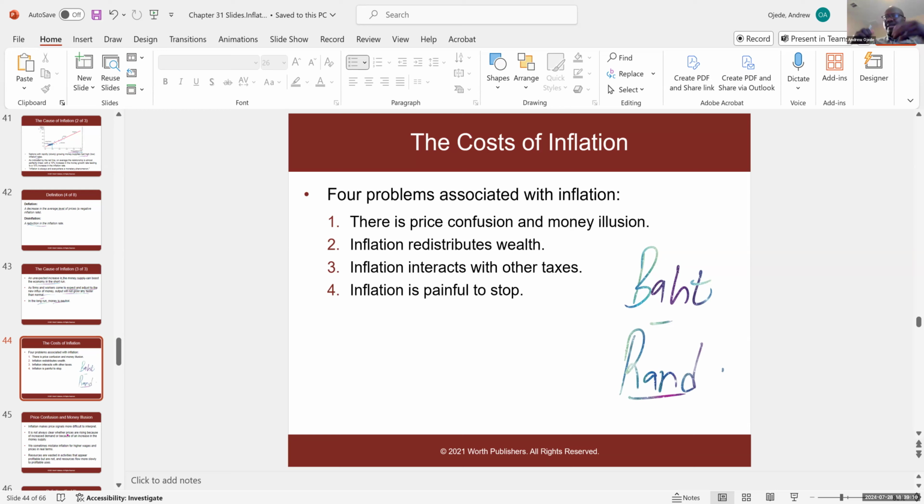You go to Australia, their central bank is called the Reserve Bank of Australia. New Zealand, the Reserve Bank of New Zealand. You go to Sweden, that's the Riksbank of Sweden.